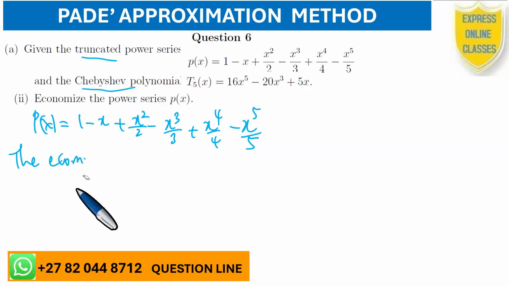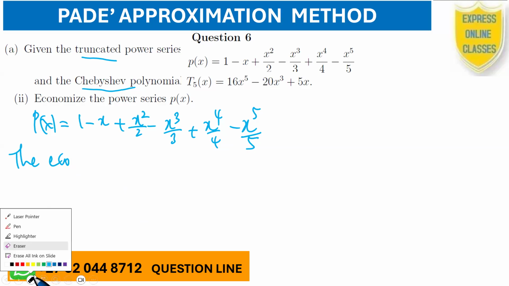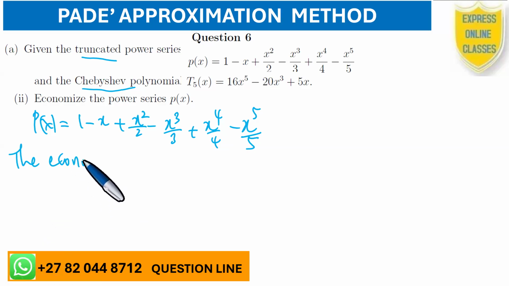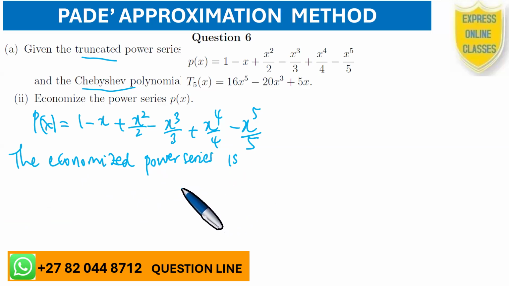The economized power series becomes exactly what?